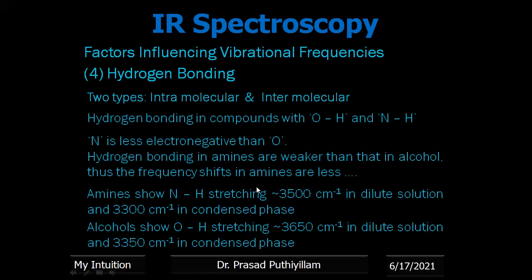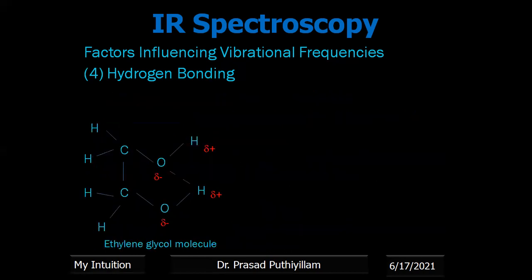So we can compare now. For amines, 3500 changed to 3300, and comparatively for OH in alcohol, it changed from 3650 to 3350. So you can analyze the difference. If you take the difference, 3500 minus 3300 and 3650 minus 3350, we can see how much difference generally happens for amines and alcohols in the OH or NH frequency absorption. Now again I took the example of the ethylene glycol molecule.